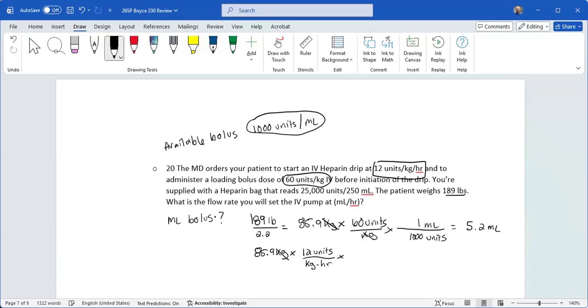And then that gets rid of kilograms. I don't want units per hour; I want milliliters per hour. So I'm going to get rid of units in exchange for milliliters: 250 mL per 25,000 units. So 85.9 times 12 times 250 divided by 25,000, and I'm going to get the 10.3 milliliters per hour, which I think is what most of you were getting for that question.